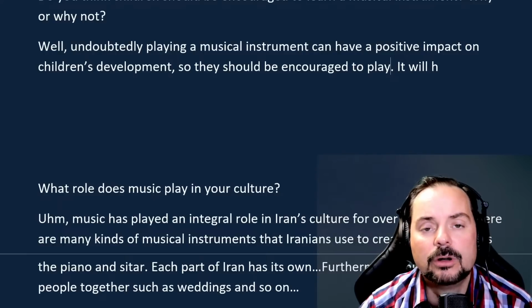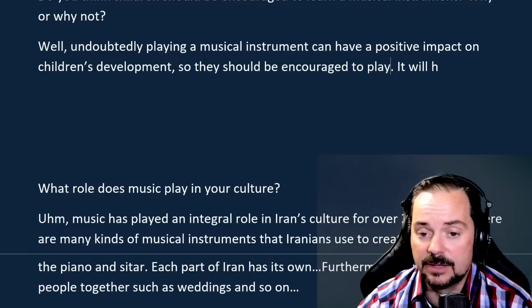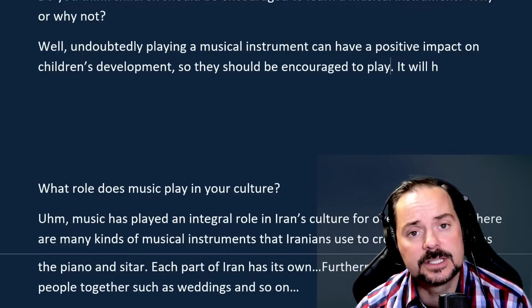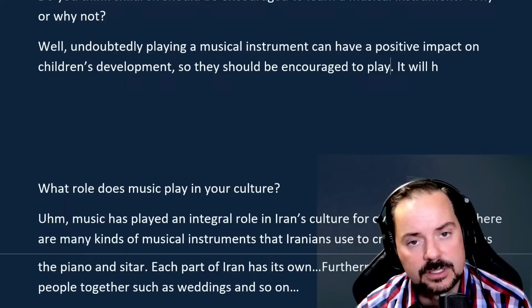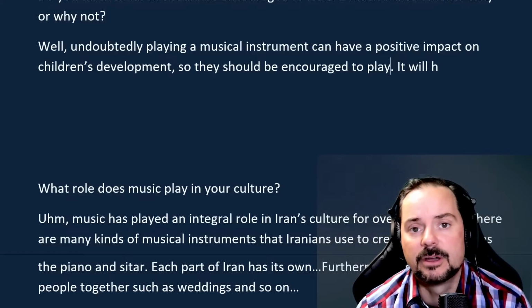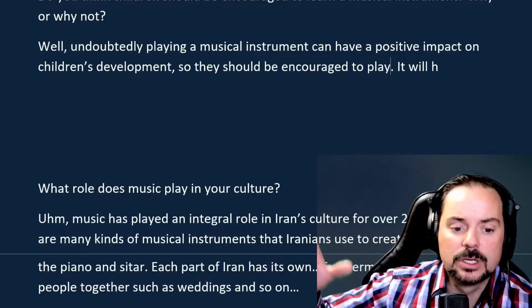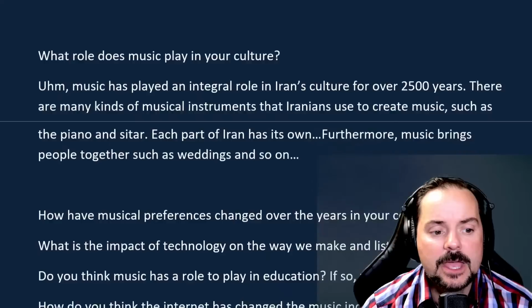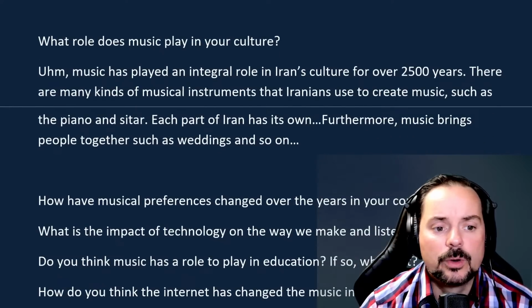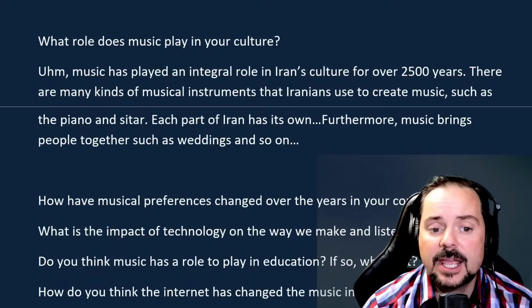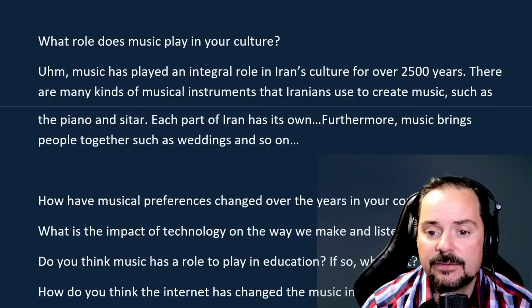Yeah, we want to avoid wordiness and repetition even in our speech, right? And then you had a really nice list of reasons. I did catch that. I wasn't fast enough to write it down, but you did say that it helps with cognitive development, with fine motor skills. So you had some good details there, which was nice. Okay. Then I asked you, what role does music play in your culture? And you said, music has played an integral role in Iran's culture for over 2,500 years.